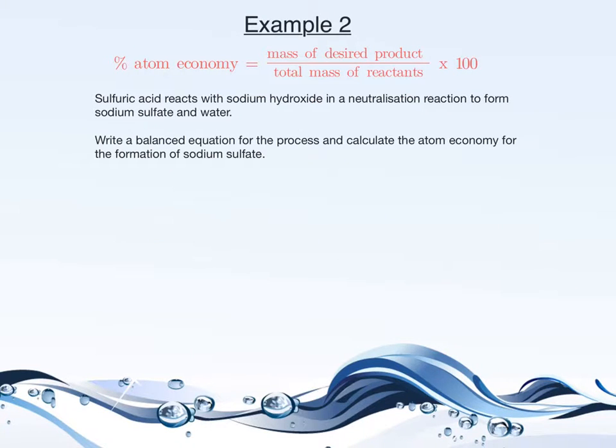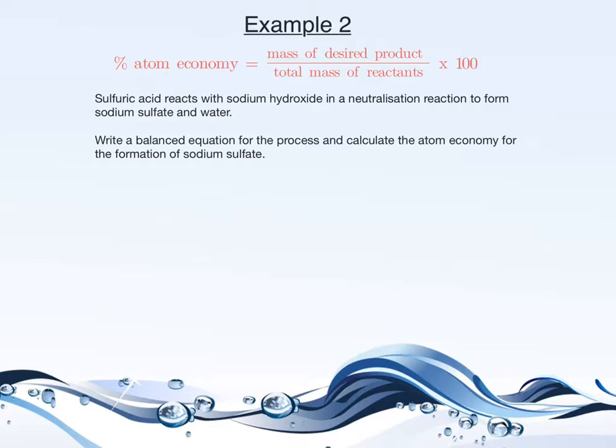Let's try a second example. Here, sulfuric acid reacts with sodium hydroxide in a neutralisation reaction to form sodium sulfate and water. This is a much more familiar process than the previous one, so you would be expected to write the balanced equation yourself. So write the balanced equation for the process and then calculate the atom economy for the formation of the sodium sulfate.